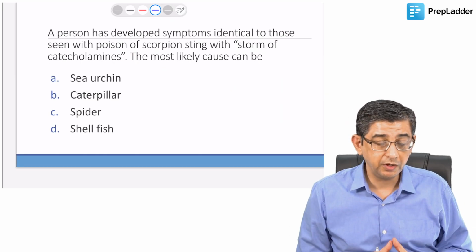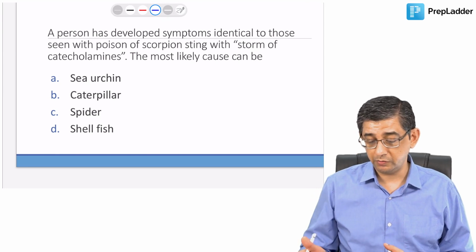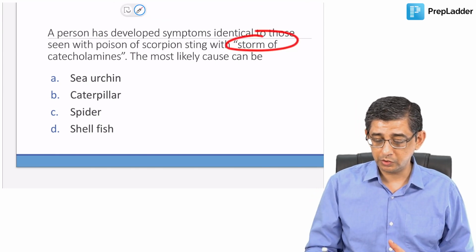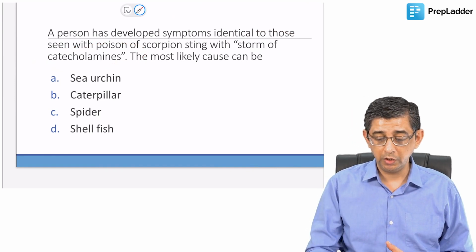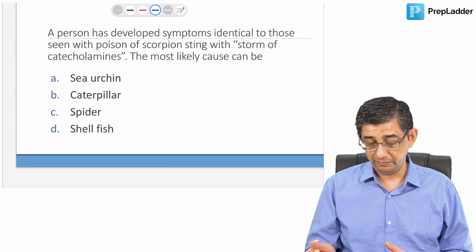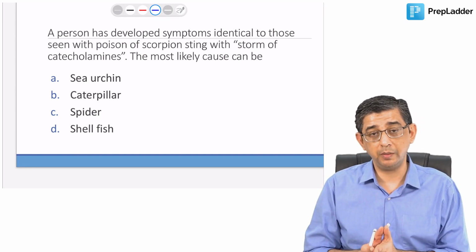The next question that I'm discussing will be discussed by the forensic consultant, but even I am speaking about it because I just wanted to highlight this very peculiar term, storm of catecholamines. Storm of catecholamines is what you read either with a scorpion sting, or that can cause hypertensive crisis. You might have to use prazosin or other alpha blockers for management.